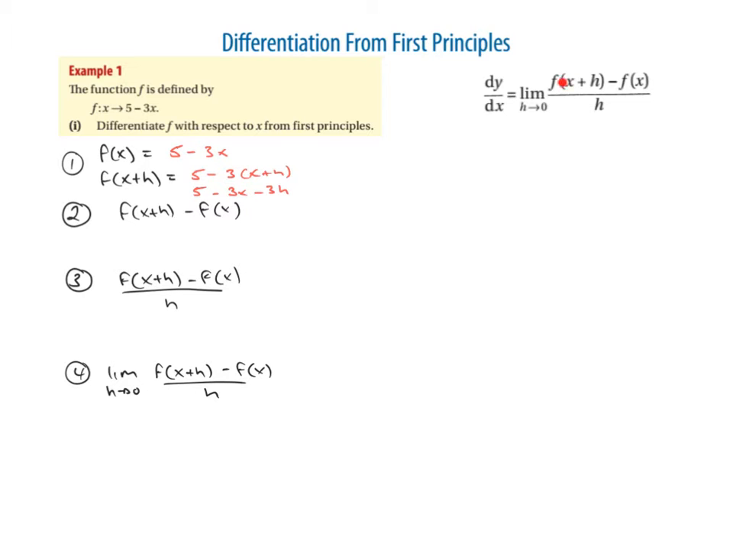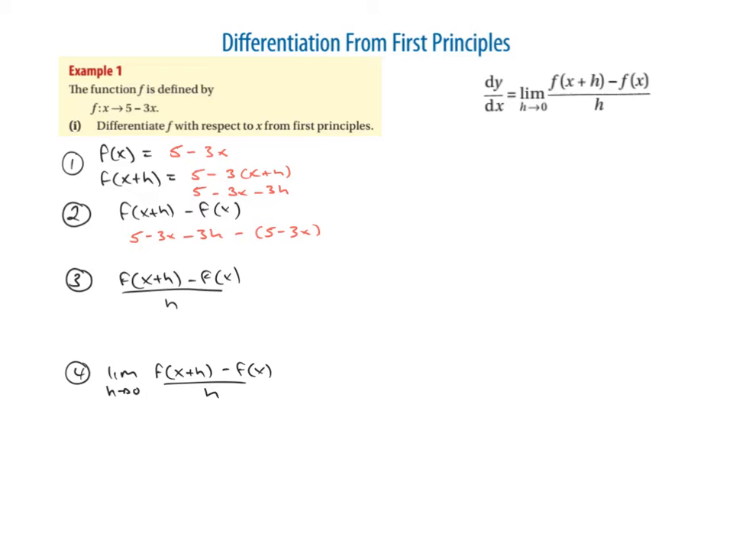Okay, the next stage that we have to do here is f of x plus h minus f of x. So let's do that. Here's my f of x plus h, here's my f of x, so let's put them in. Don't forget to use brackets, guys. So I end up now with 5 minus 3x minus 3h, minus f of x, which is 5 minus 3x. And what we're going to do then is just tidy that up.